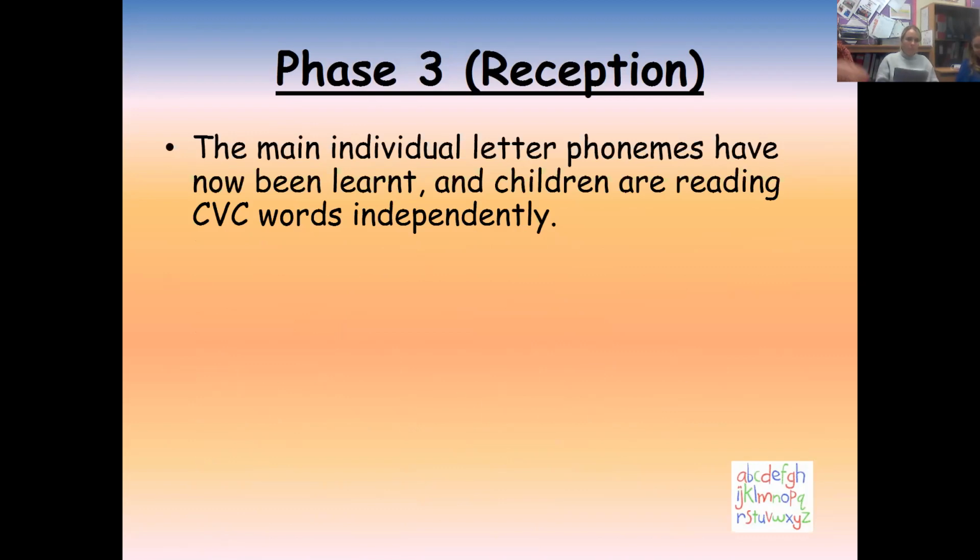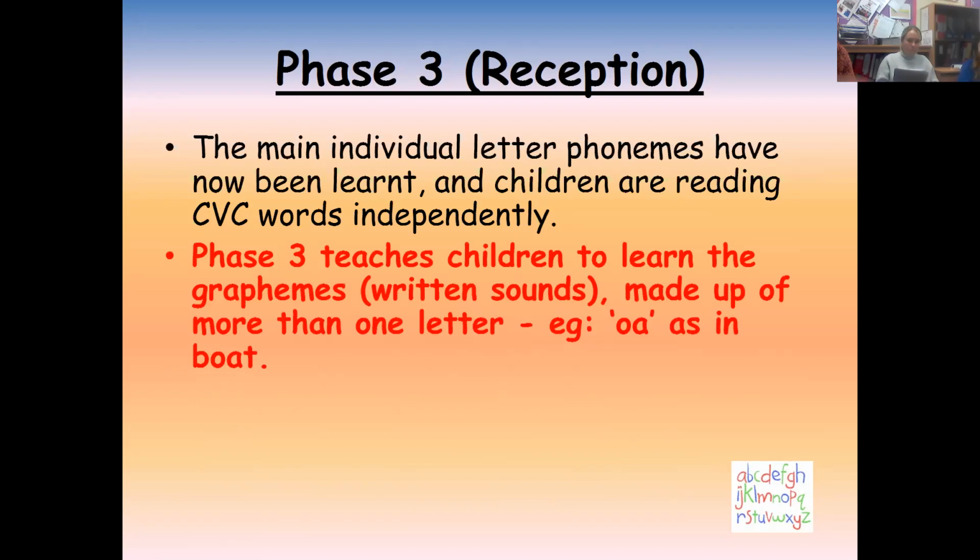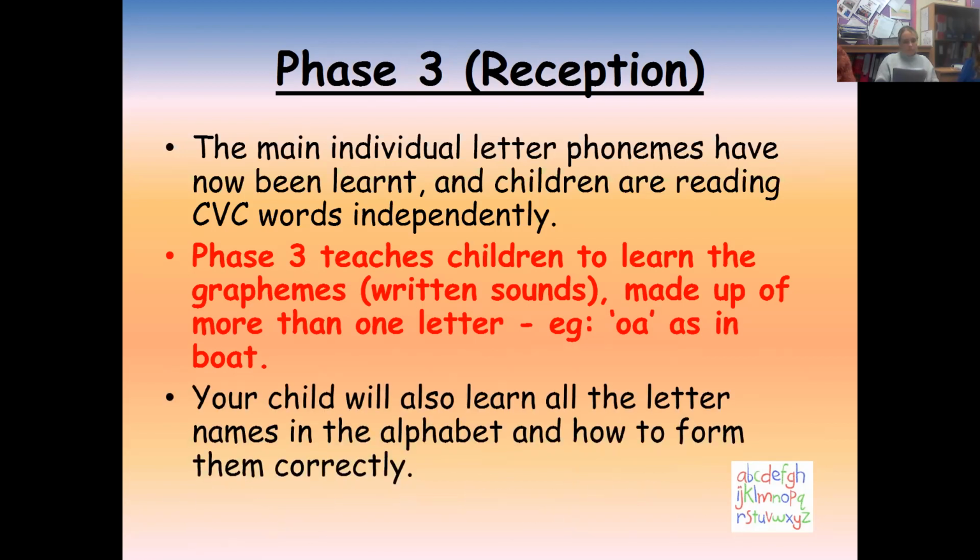In phase 3, so in reception, by this point the main individual letter phonemes have been learned, and children are beginning to read consonant vowel consonant words independently, such as cat, sit, tap, mat. In phase 3, children will begin to learn the graphemes, those written sounds made up of more than one letter. So for example, they'll learn that the grapheme OA can be written as OA, so that O sound, as in boat. Your child will also learn all the letter names in the alphabet and how to form them correctly.